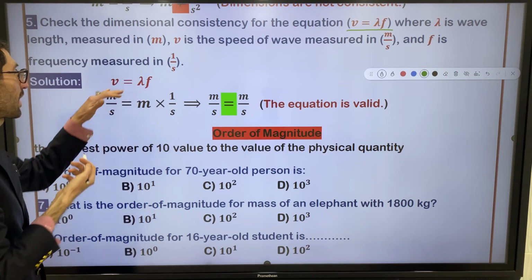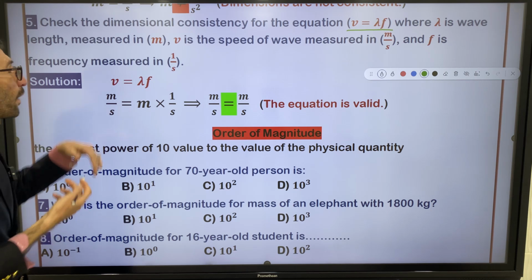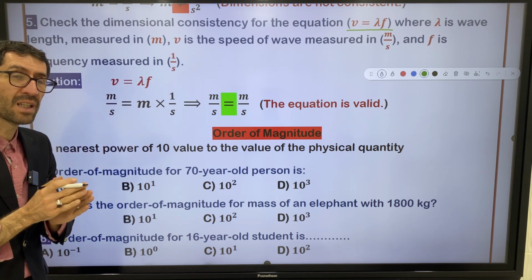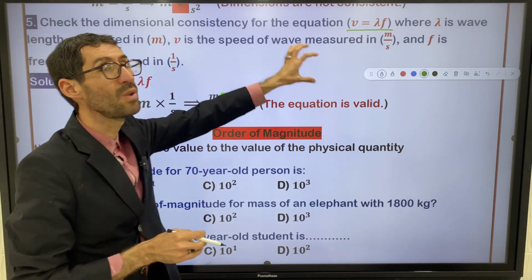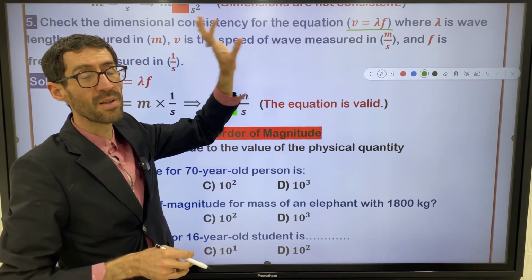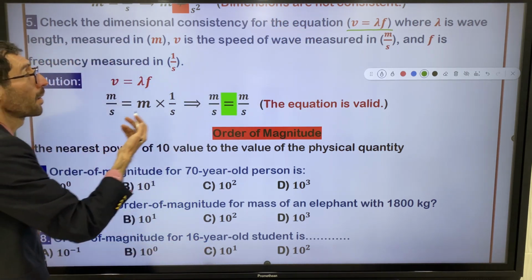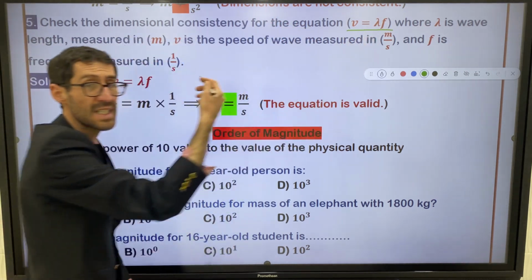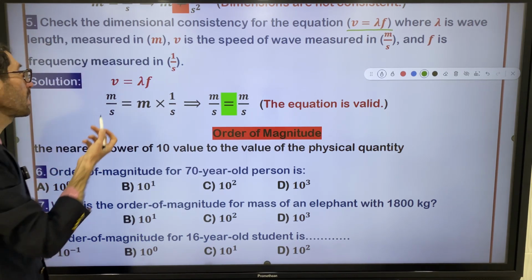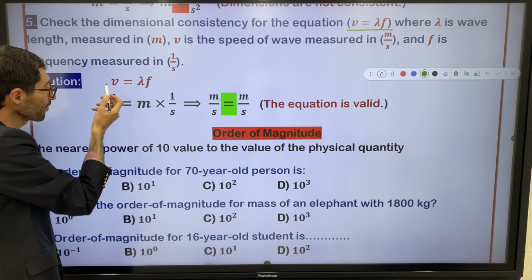We want to check this equation, right? Firstly, I told you, without any thinking, just substitute the unit instead of the variable. Substitute the unit instead of a quantity. Here, I have to write the equation. That's the first step of the solution. V is equal to lambda f.